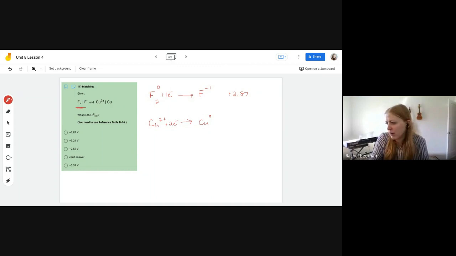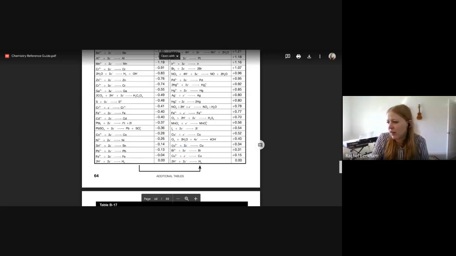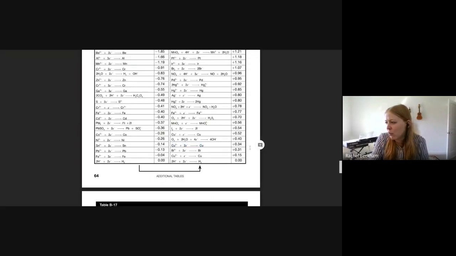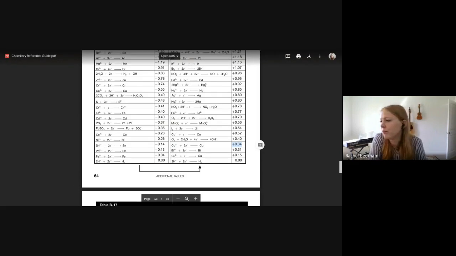It's not really letting me highlight it. Oh, I didn't realize I wasn't sharing my screen. I'm getting this one right here, 0.34 for this one.